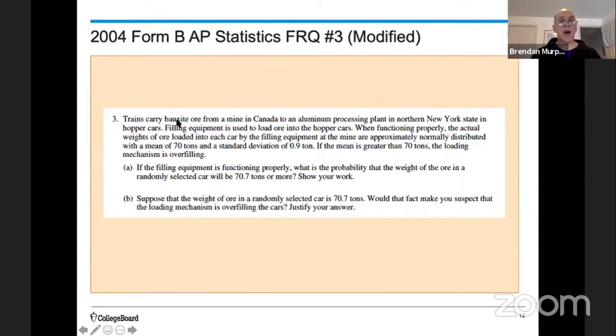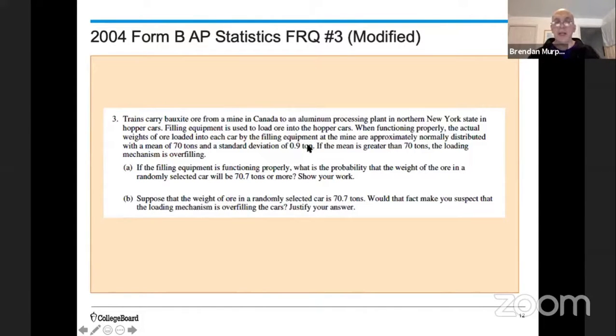So trains carrying bauxite ore from a mine in Canada to an aluminum processing plant in northern New York State in hopper cars. Okay, I envision a big railroad car train. Filling equipment is used to load ore into the hopper cars. Okay, a car pulls in, they drop a bunch of bauxite ore into it, it pulls forward, they keep doing it. I'm just envisioning in my own mind what's happening. When functioning properly, the actual weight of ore loaded into each car by the filling equipment at the mine is approximately normally distributed, that's good, with a mean of 70 tons and a standard deviation of 0.9 tons.